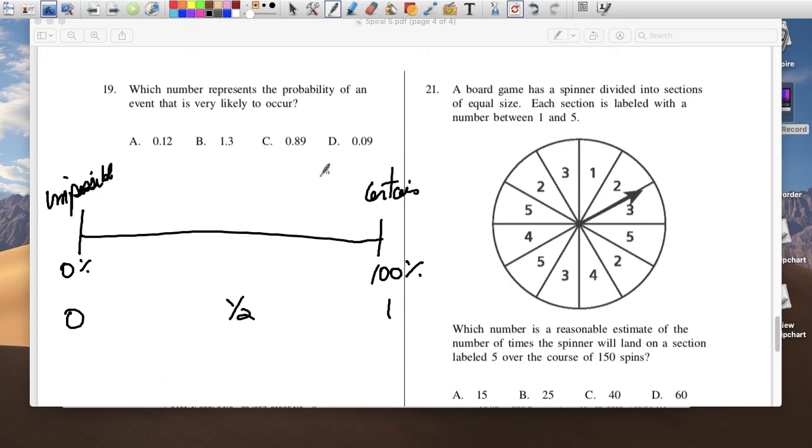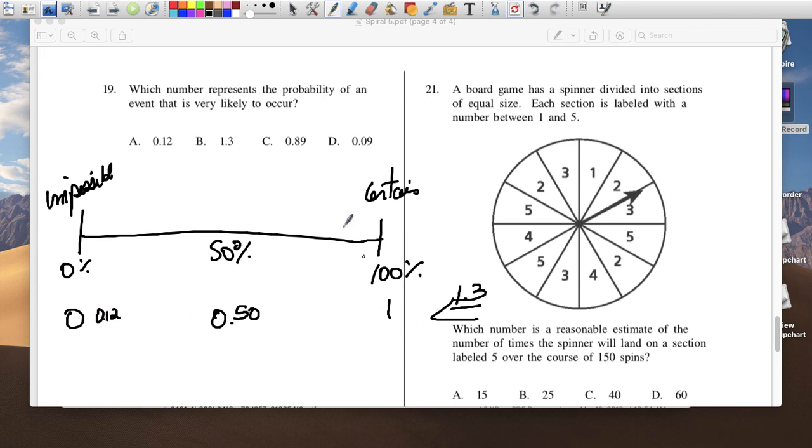So something that's very likely to occur. Well, they want it as a decimal, so let me change this. And let me write 0.5, which is the same thing as 50%. Because it's not in percent form, 0.12 would be around here. So let me just add here, to make it easier. 0.50, 0.12 would be here.